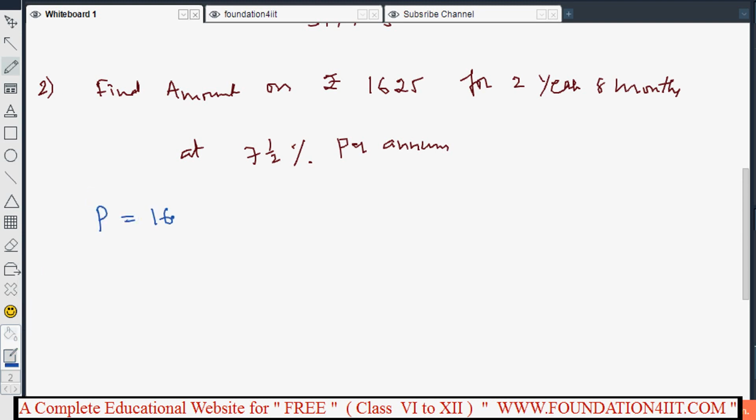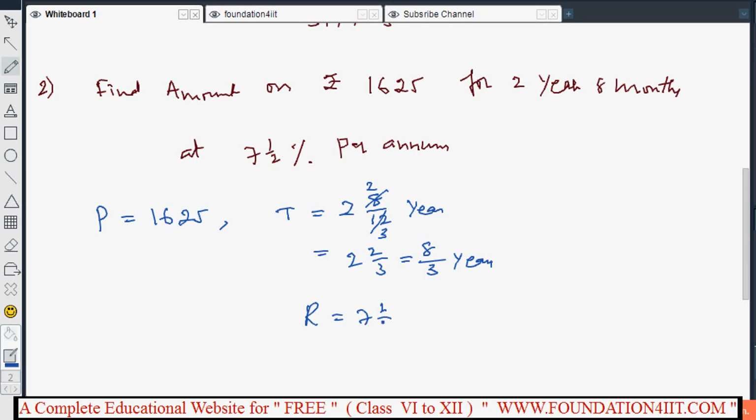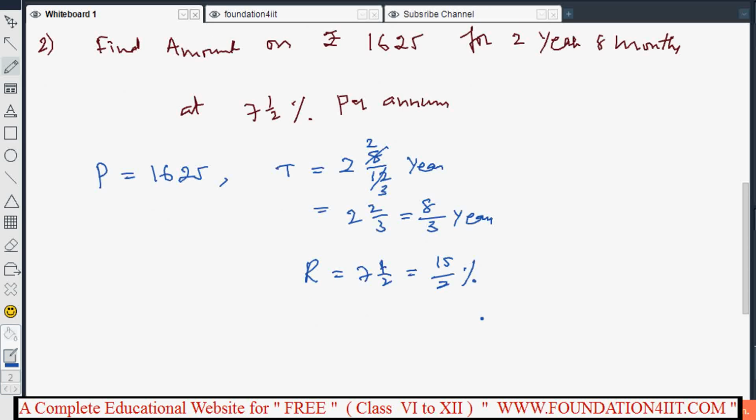So principal is equal to 1625 and time is equal to 2 years 8 months. Now whenever you take the 2 years 8 months, convert into the number of years: 2 years, but 8 months you can write 8 by 12. So 2 8 by 12 is years now. This you can simplify. 4 2s are 4 3s are 2 2 by 3. So that is 3 3s are 6 plus 2, 8 by 3 years. That is the time. Now rate of interest is 7 1 by 2, 15 by 2%.